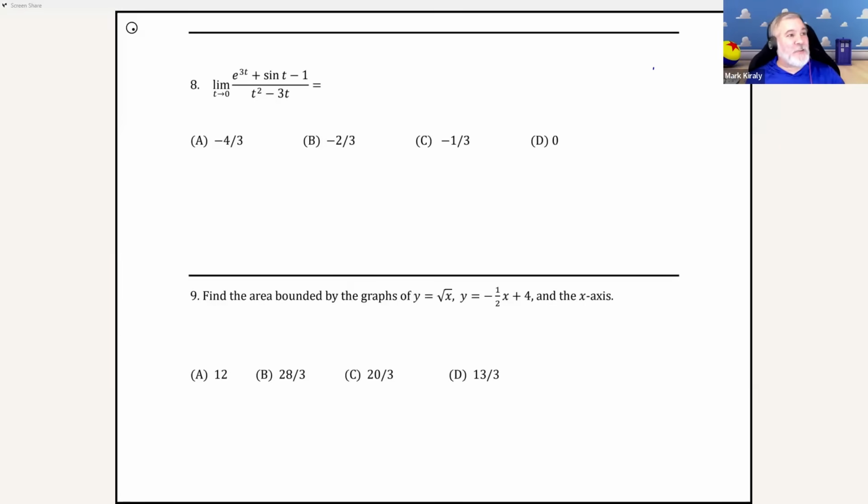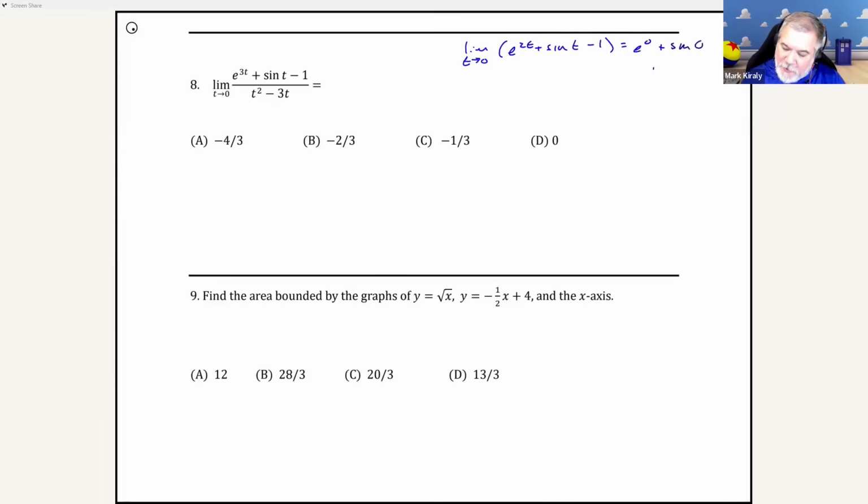So number 8, another limit, and this one is not a rational function. That numerator is not a polynomial. So I'm going to jump over here and look at my limit as t approaches 0 of my numerator. And again, like Virge said, you don't have to do multiple choice. No one's looking at your work, so this work could be a little less formal.